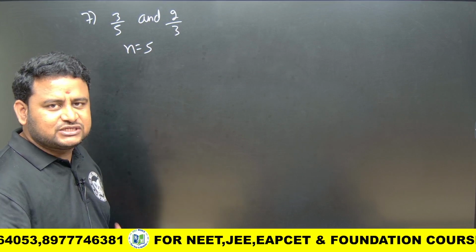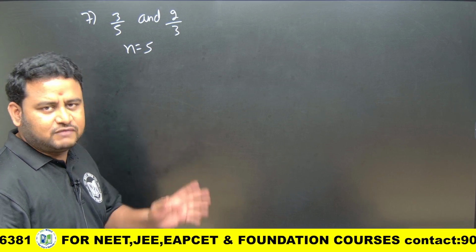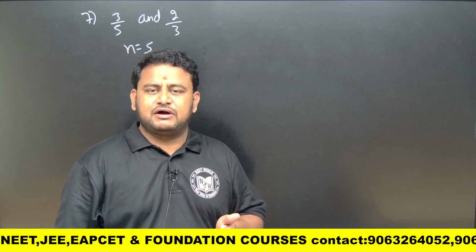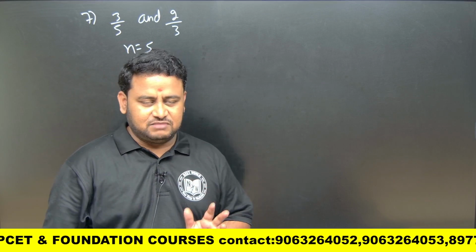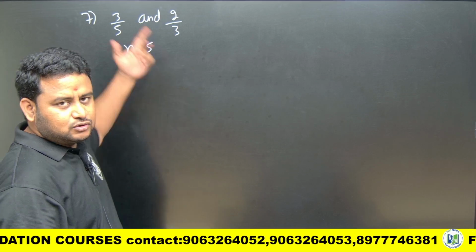If they are asking for one rational number, there you need not write n and all. There you can directly write x plus y divided by 2, or 1 by 2 into x plus y. That formula you use directly, and you can get one single rational number. If they are asking for more than one, then you can use this, n is equal to 5, n is equal to 2, n is equal to 3.